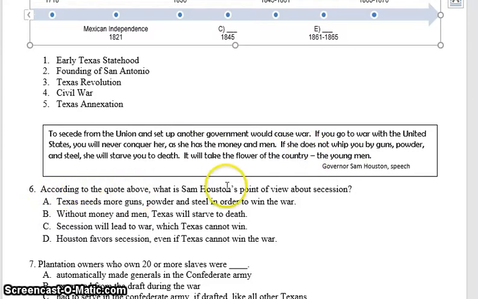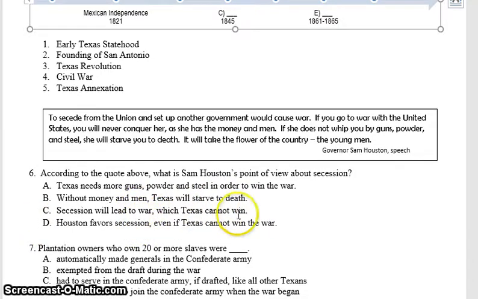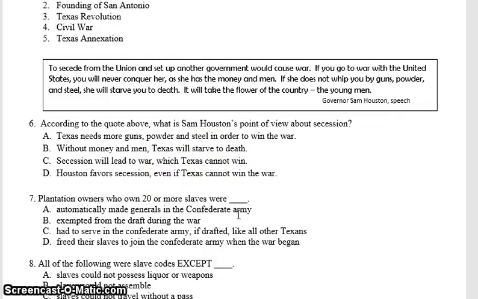According to the quote above, what is Sam Houston's point of view about secession? A. Texas needs more guns, powder, and steel in order to win the war. B. Without money and men, Texas will starve to death. C. Secession will lead to war, which Texas cannot win. D. Houston favors secession, even if Texas cannot win the war.